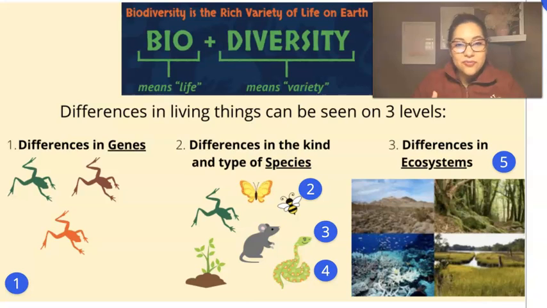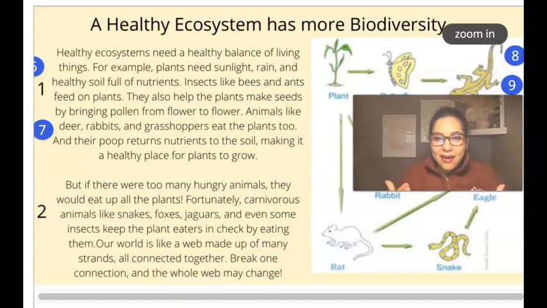Now, we look at these differences in living things at three different levels. The first one is differences in genes. Second is differences in the kind and type of species. And third is differences in ecosystems. So let's go ahead and investigate biodiversity a little bit more with a reading.